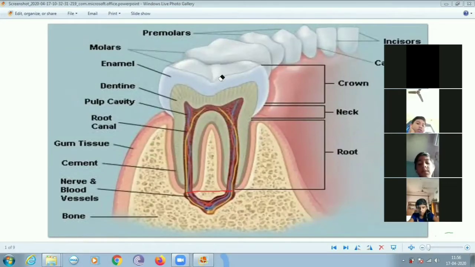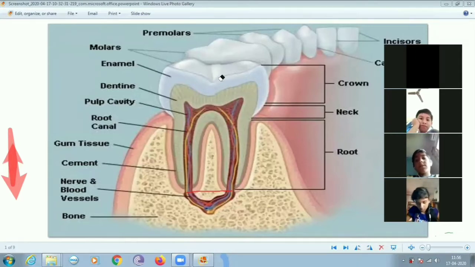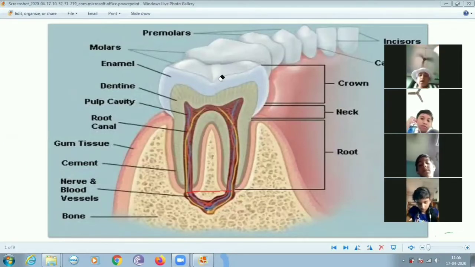Enamel is the outermost layer of a tooth. Enamel is the hardest substance of our body. It is very hard. It covers the crown and it protects the tooth from breakage or from any kind of harm. Okay, it protects our teeth.